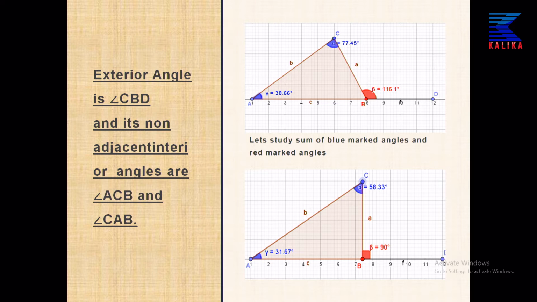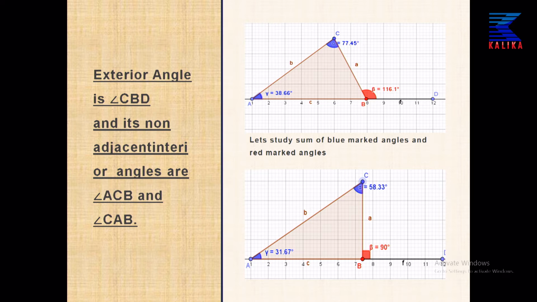You can see that the exterior angle is shown in red. In the first figure, 116.1 is the exterior angle, and you can measure the two interior angles: one angle is 77.45 and the other is 38.66. If you add both angles, you will get the sum 116.1. I randomly made a triangle and measured the angles there, and I got the sum as shown in the figure.